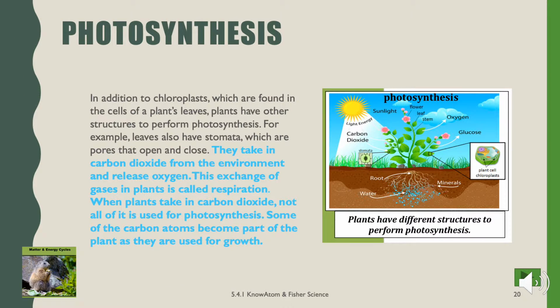So in addition to chloroplasts, there are other structures that plants have to help in photosynthesis. One are the leaves and the stomata, I should say, which help take in carbon dioxide and release oxygen into the air. This exchange of taking in carbon dioxide and releasing oxygen is called respiration. When the plants take in carbon dioxide, they don't use all of it for photosynthesis. Some of the carbon is going to become part of the plant when they grow.